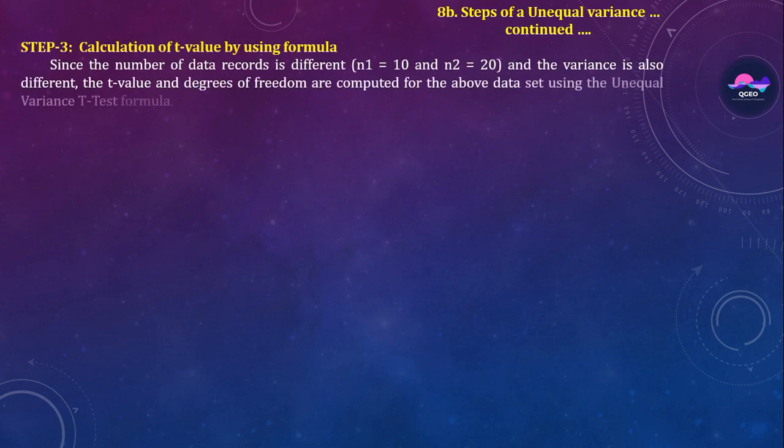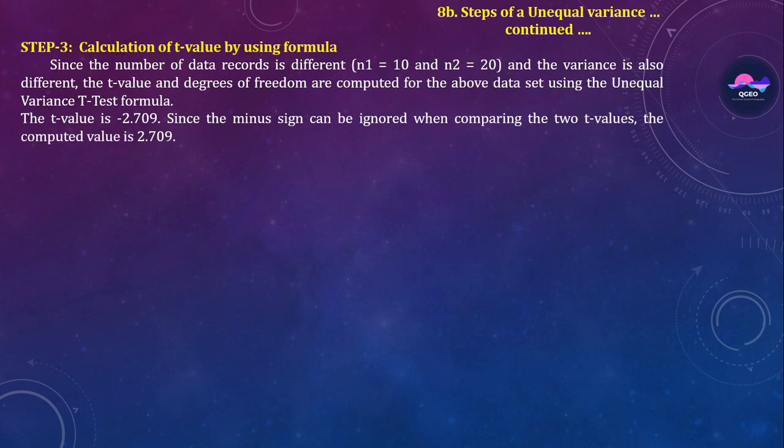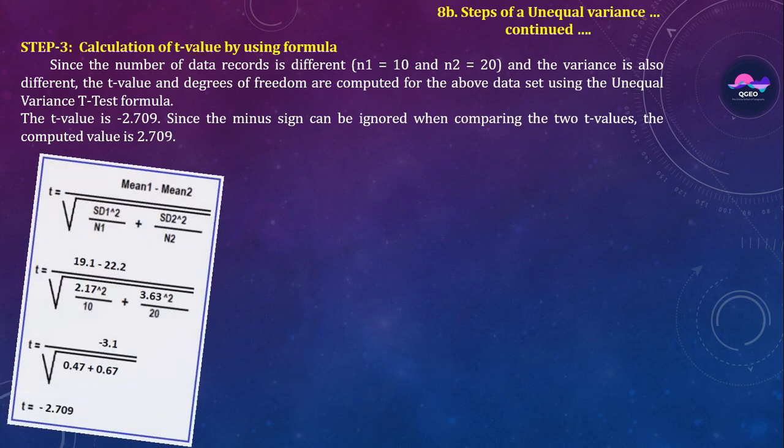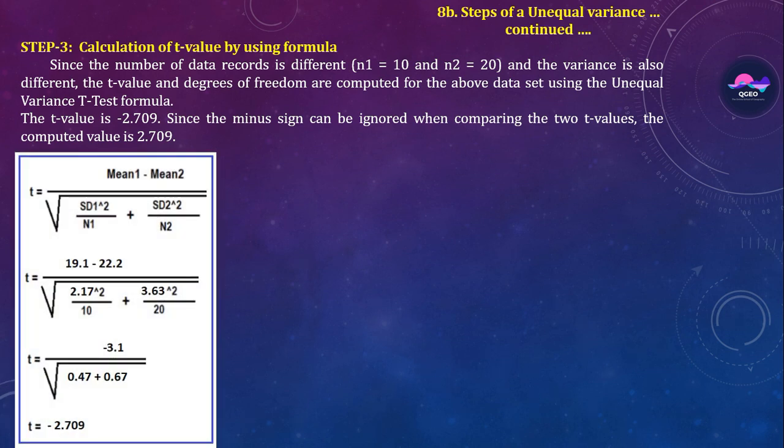Step 3: calculation of t value using the formula. Since the number of data records is different, n1 is 10 and n2 is 20, and the variance is also different, the t value and degree of freedom are computed for the above data set using the unequal variance t-test formula. The t value is minus 2.709. Since the minus sign can be ignored when comparing the two t values, the computed value is 2.709.